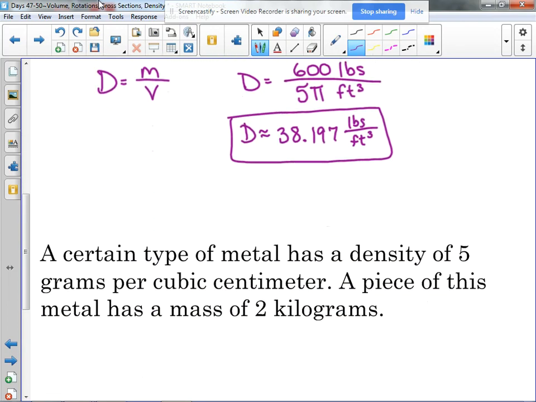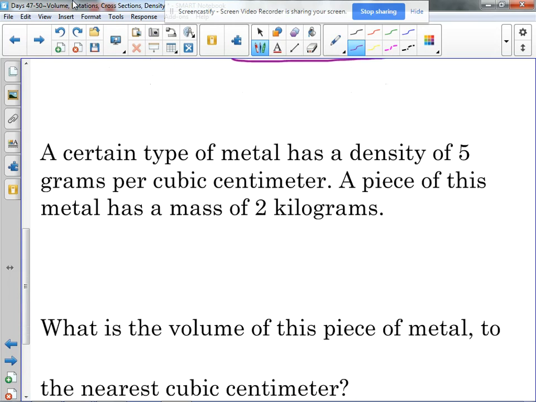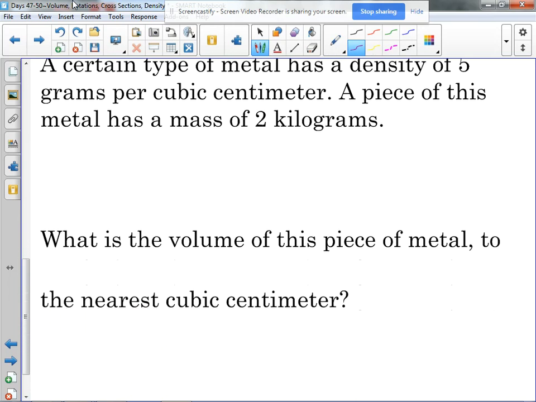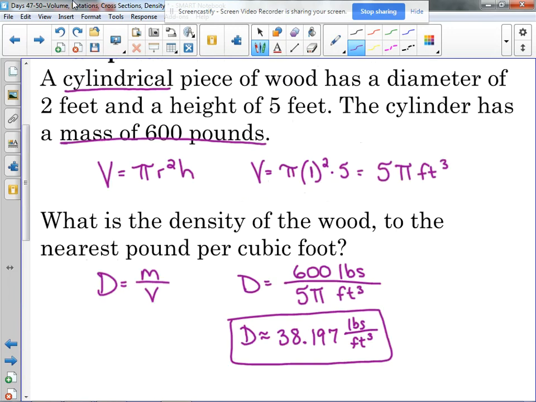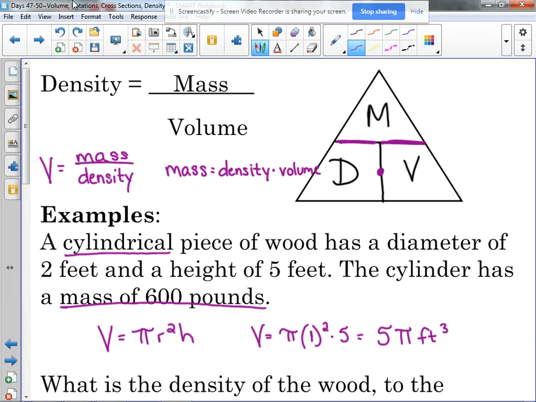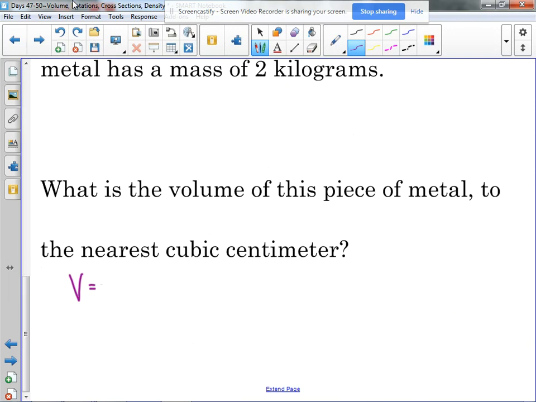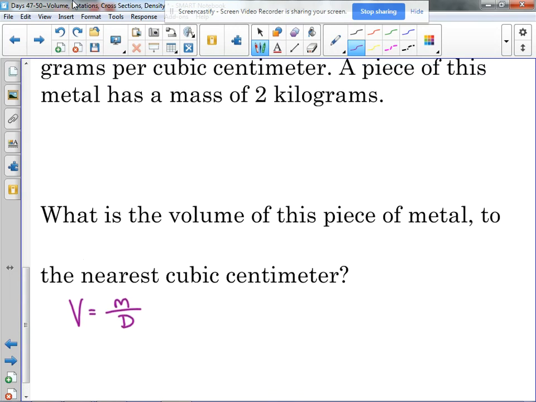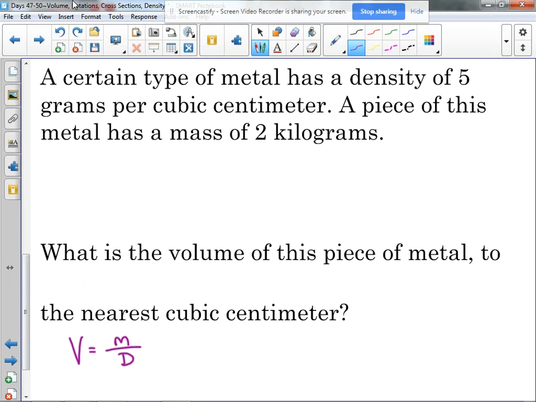Okay, let's look at a different scenario here. A certain type of metal has a density of 5 grams per cubic centimeter. A piece of this metal has a mass of 2 kilograms. What is the volume to the nearest cubic centimeter? So we want to know volume. Let's go up to the triangle. Volume is equal to mass divided by density. So mass over density. What do they give us? They give us density, 5 grams per cubic centimeter. They also give us mass, 2 kilograms.